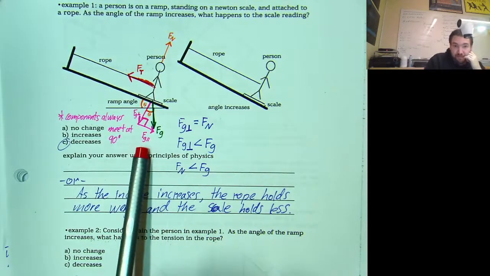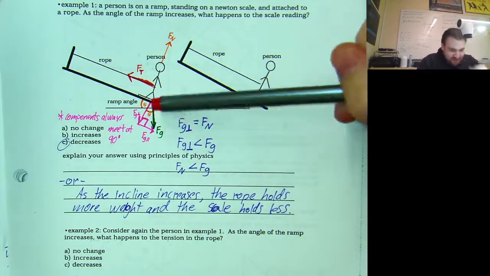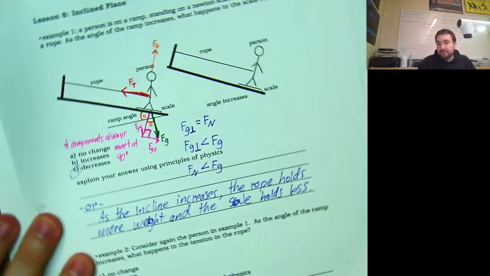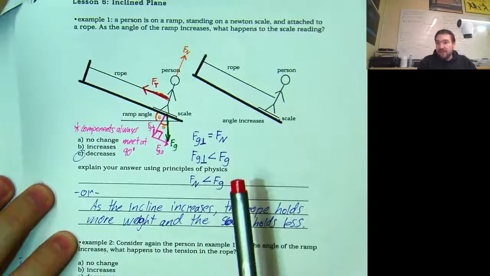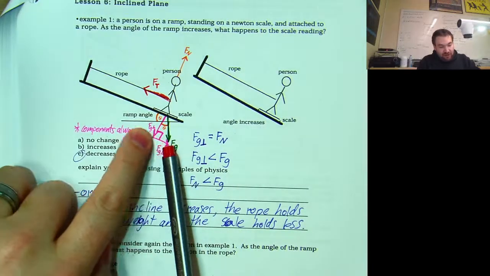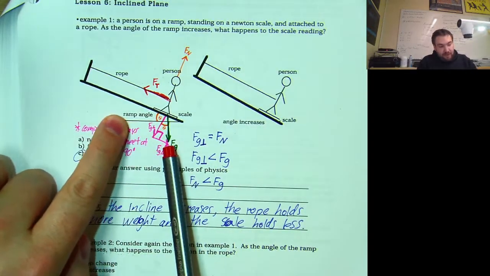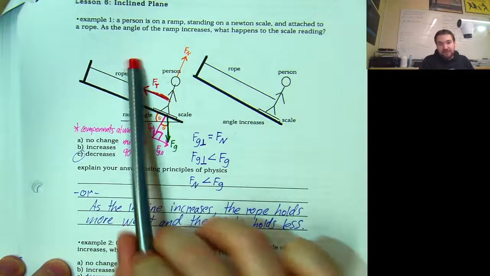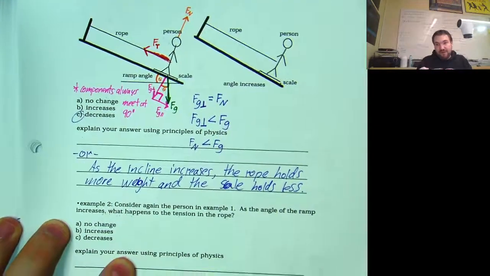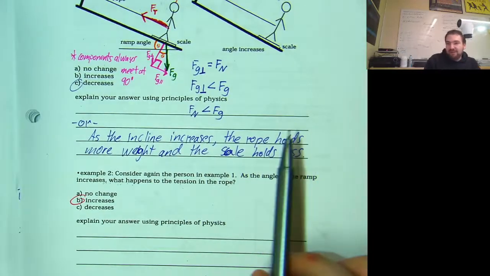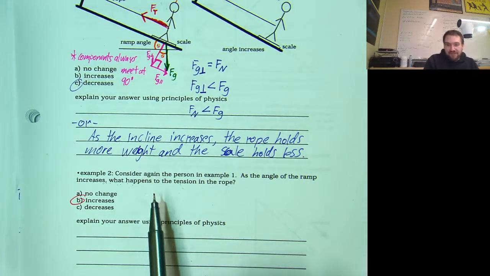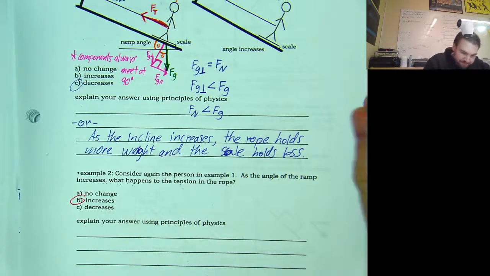does that right there. So if this were totally level, this FG parallel would be 0. But as the angle increases, this is going to get longer and longer. So we can see that the tension in the rope must be increasing with every little bit of incline. So the tension in the rope here, if we look at example 2, as the ramp angle increases, what happens to the tension in the rope? It has to increase.